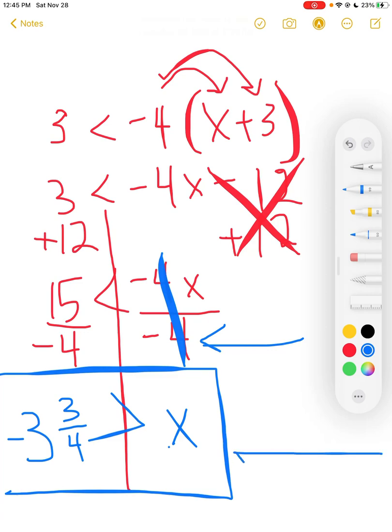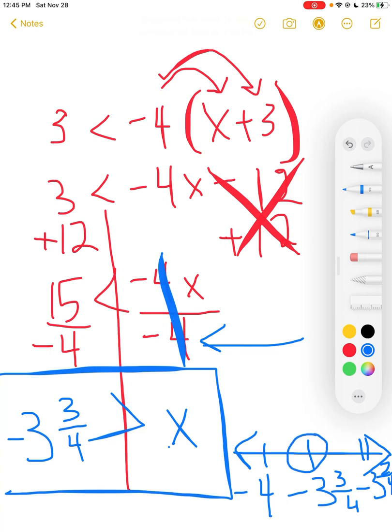To graph that, our number from our answer is in the center. We can either go up or down by wholes or fourths. -4 would be a fourth smaller, and then -3 and 2/4 or a half would be larger. Open circle because it does not include that, and x should be less than, because I have the less than sign facing the x, so I'm going to go down towards the -4 there.